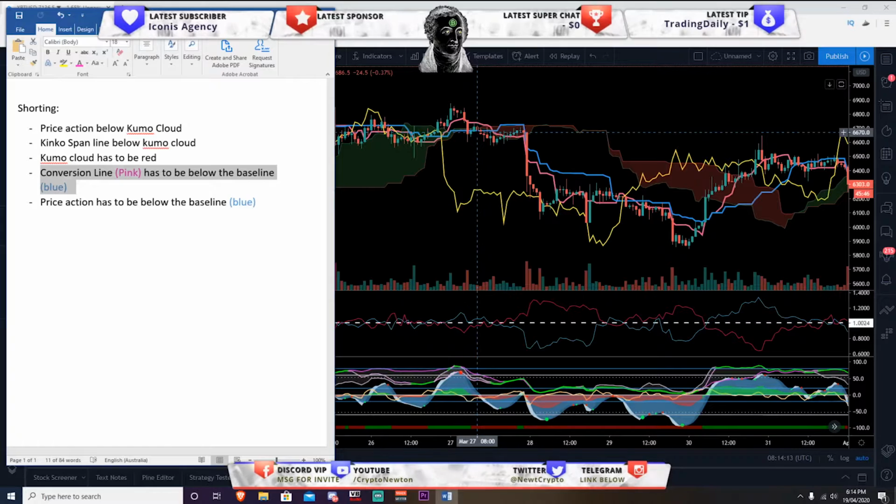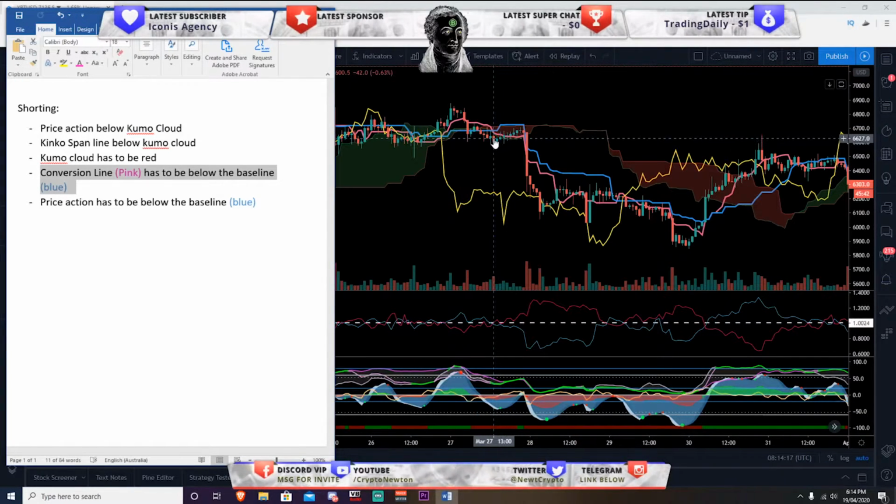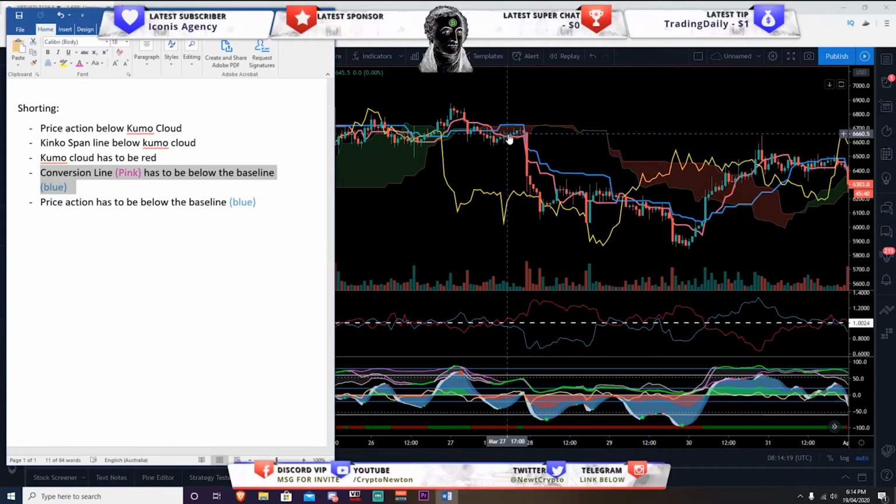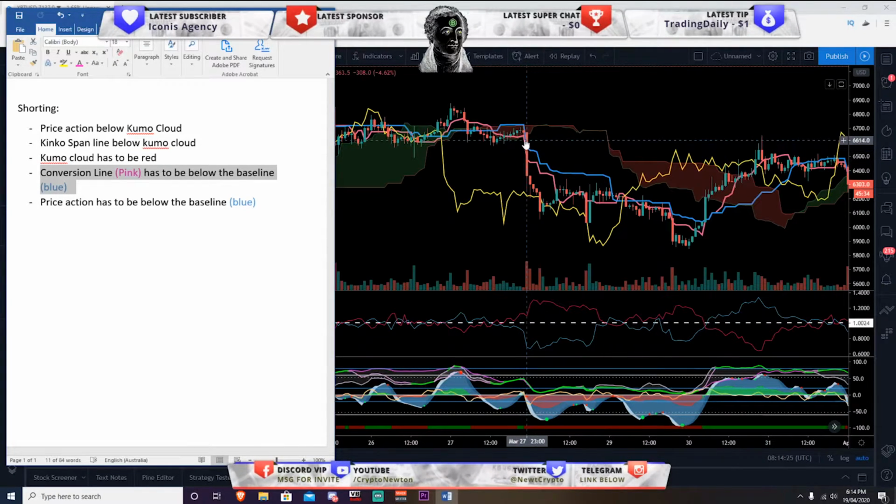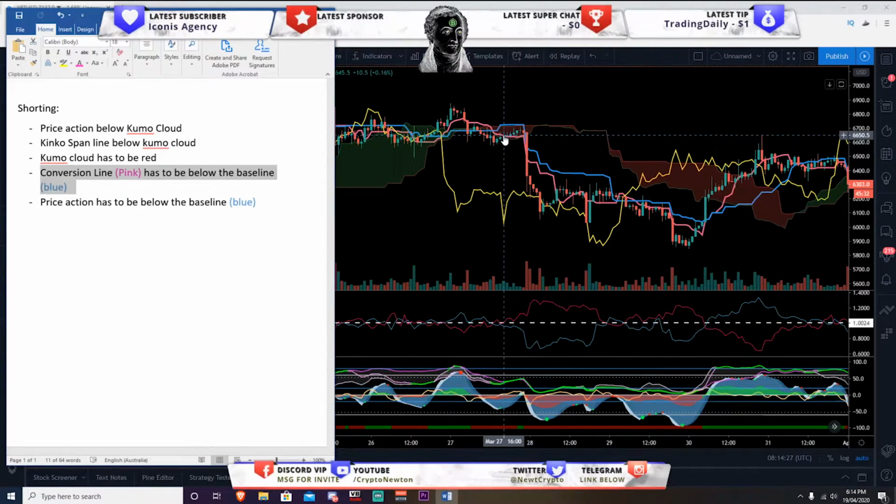So this is not confirmed yet. This is not 100% confirmed. So you would wait for these regions right here. And you're actually moving up, so you're not below the Kumo cloud just yet. So you would wait. And as soon as we drop below the Kumo cloud on this candle right here, you see the baseline, you see the conversion line, which is the pink, is already below the baseline blue.